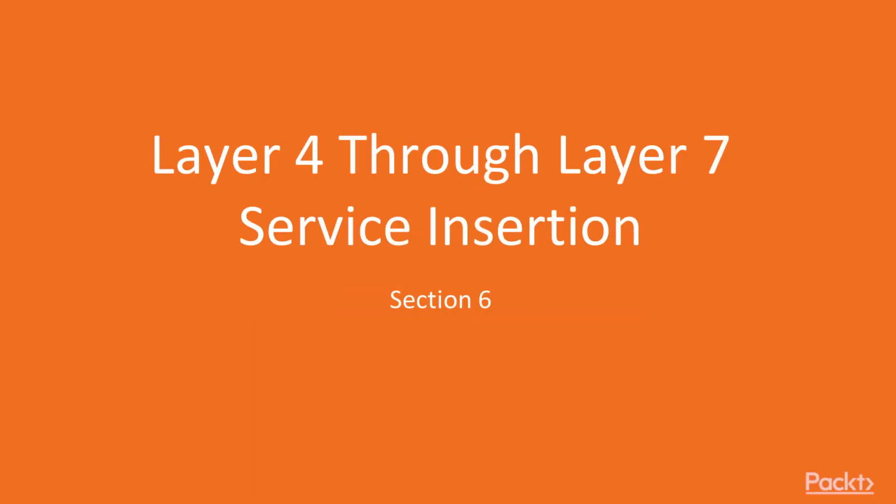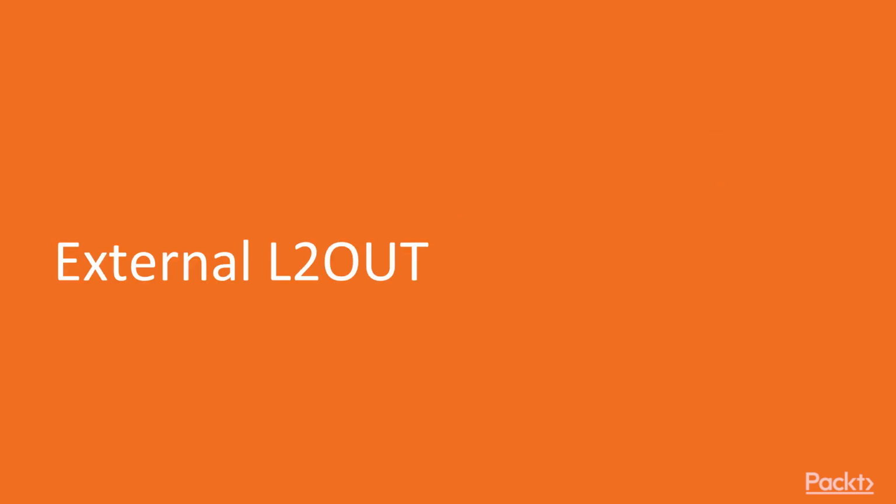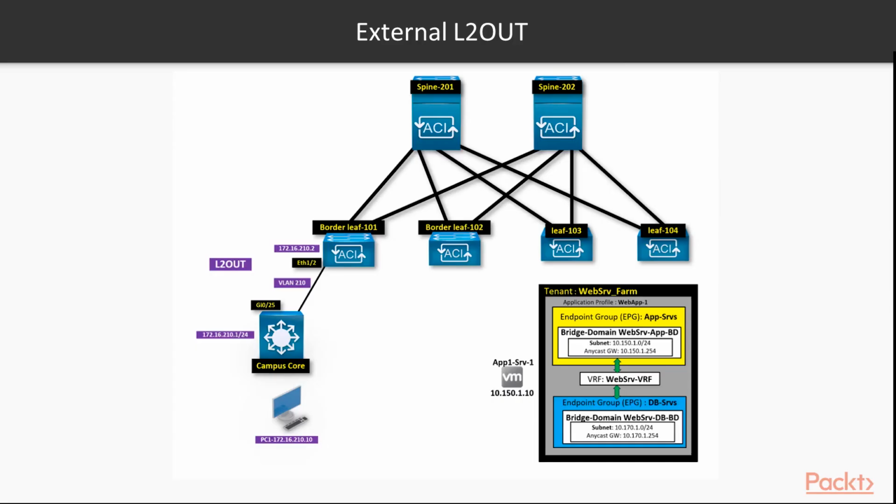Okay, everyone, let's continue on to Section 7, Layer 2 through Layer 7 Service Insertion. External L2OUT. We are going to see what other type of connectivity and service insertion we can integrate into ACI. With that said, we have L2OUTs. In this video, we're going to talk about L2OUTs and what they are for.